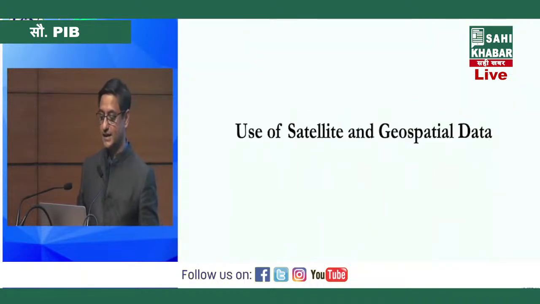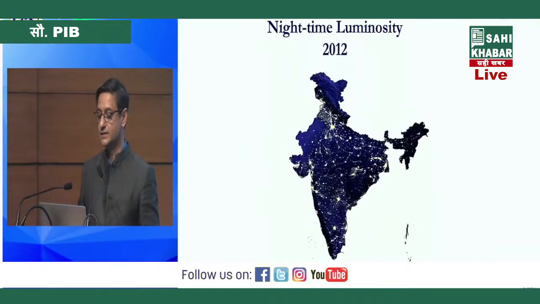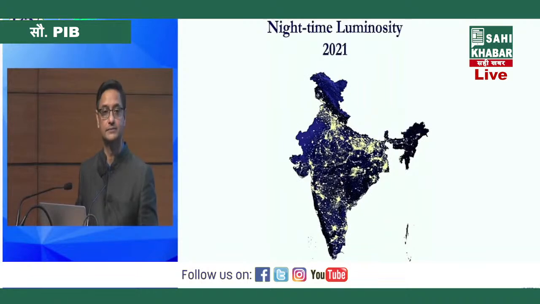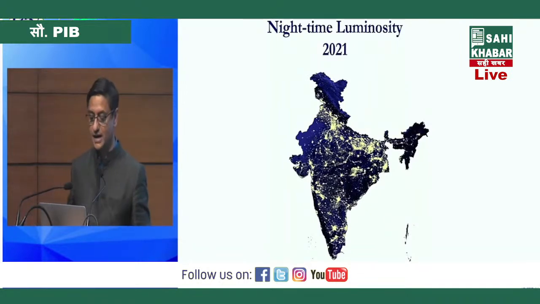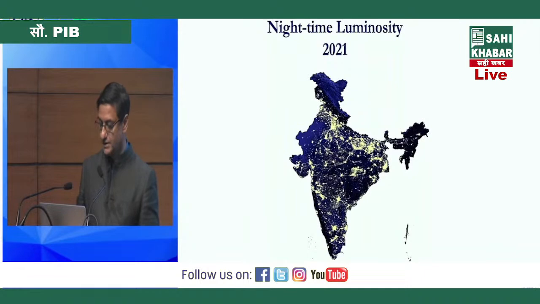So this is about the use of satellite and geospatial data. This is nighttime luminosity of India in 2012. There is a satellite photograph of India at nighttime. This is what it looked like in 2012. This is what it looks like today. Let me go back. Back to 2012, today. It gives you a very good sense of how electricity usage and supply has spread across the country. And it's quite interesting to see which are the parts of the country where this has dramatically increased.